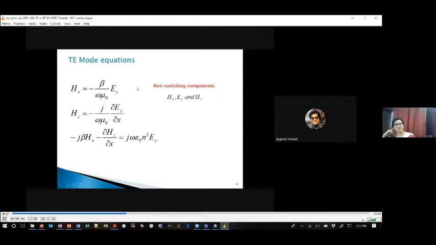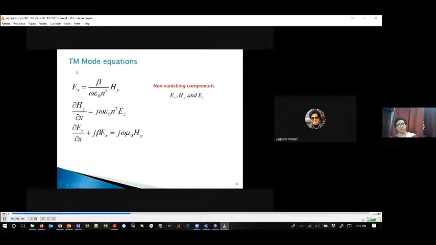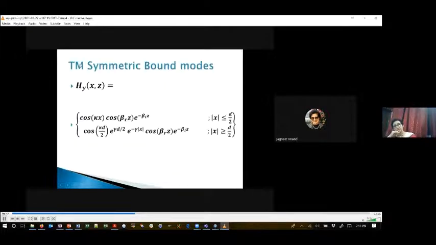Now, for a normal all-dielectric waveguide, the TE mode equations have the non-vanishing components Hx, Hz, and Ey, and the TM modes have the non-vanishing components Ex, Hy, and Ez. But in our case, since we are considering the surface plasmon modes, we will have only the TM modes. So I will be discussing just the TM modes.